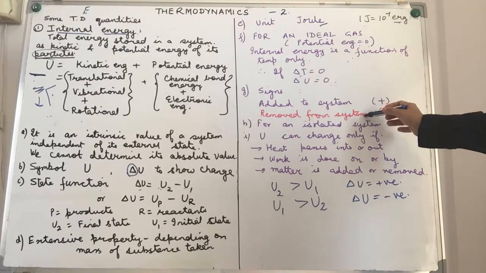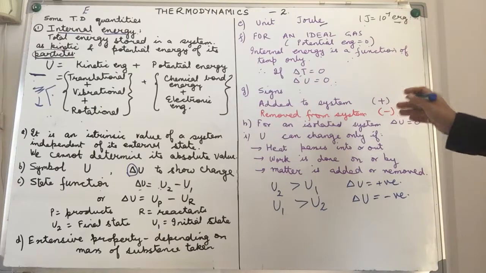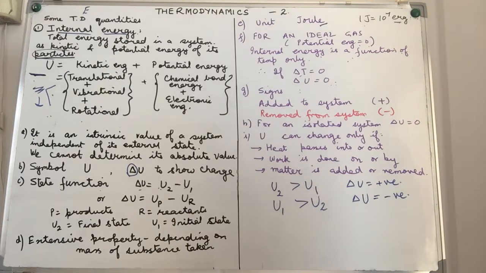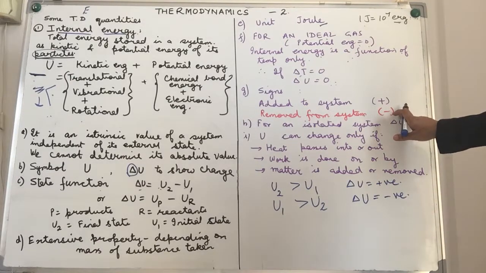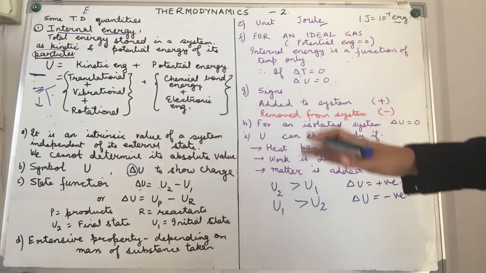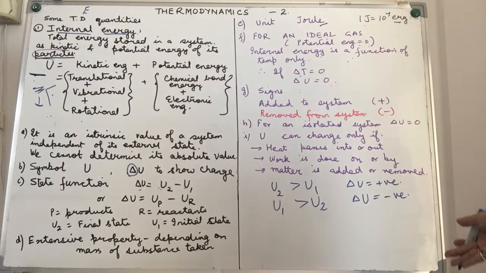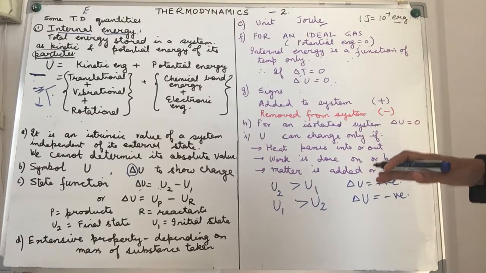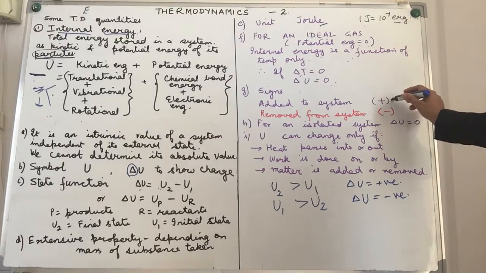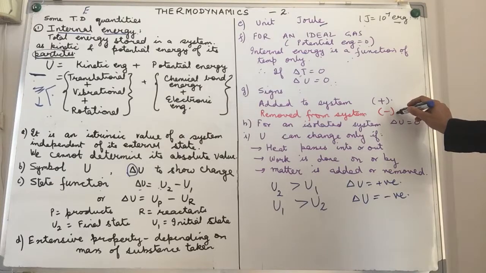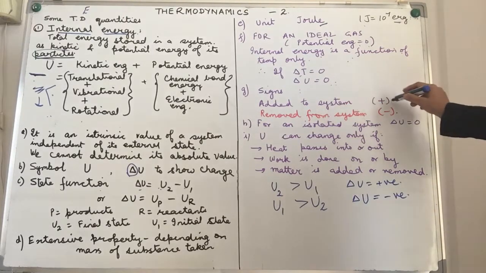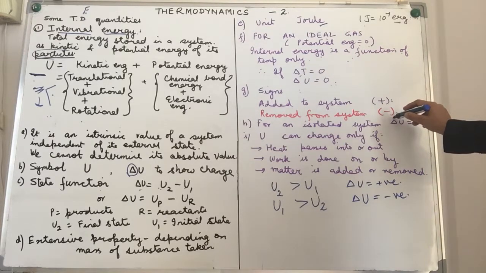We've already discussed the signs. That means here, please remember, throughout thermodynamics, you add to the system, it's plus. You remove from the system, it's minus. Internal energy increases, positive. Internal energy decreases, negative. Heat added to the system, positive. Heat removed from the system, negative. Work done on the system, positive. Work done by the system, negative.